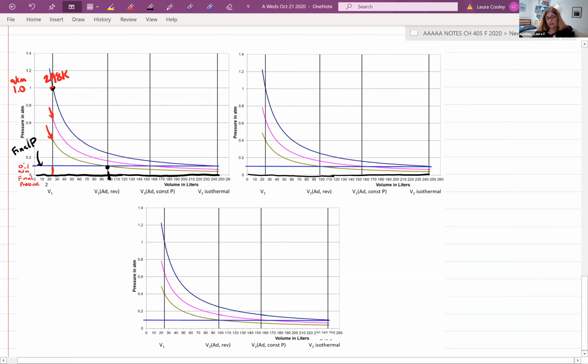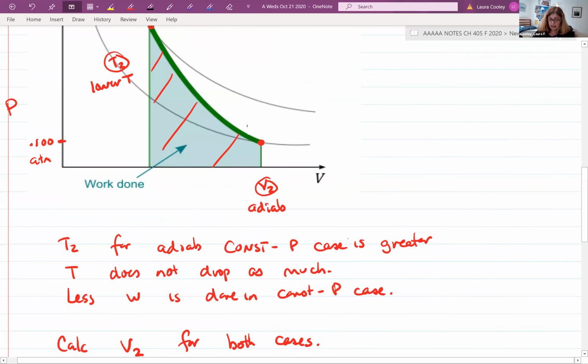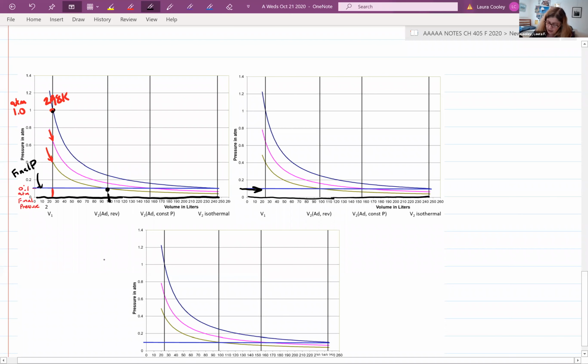In other words, draw that steeper line that goes from one of these curves to the other, and show the area under that curve. For constant pressure, the pressure is constant, so that's easy. But you're going to have to find the final volume here. The final volume, V2, for adiabatic constant pressure is a lot larger than it is for the reversible. Reversible is right here, constant pressure is right there.